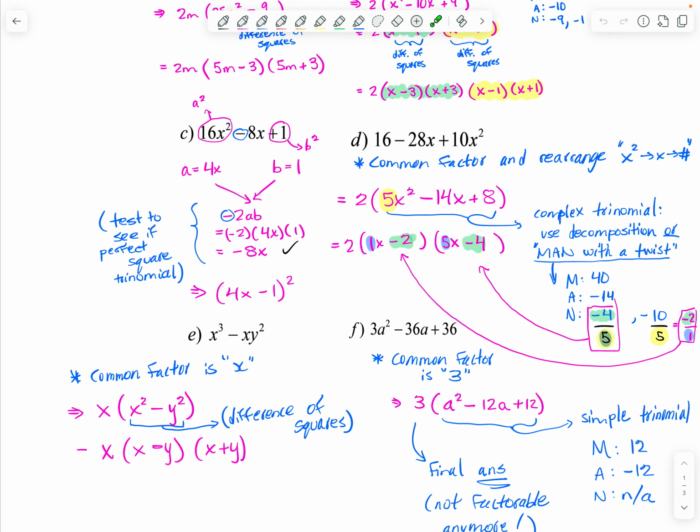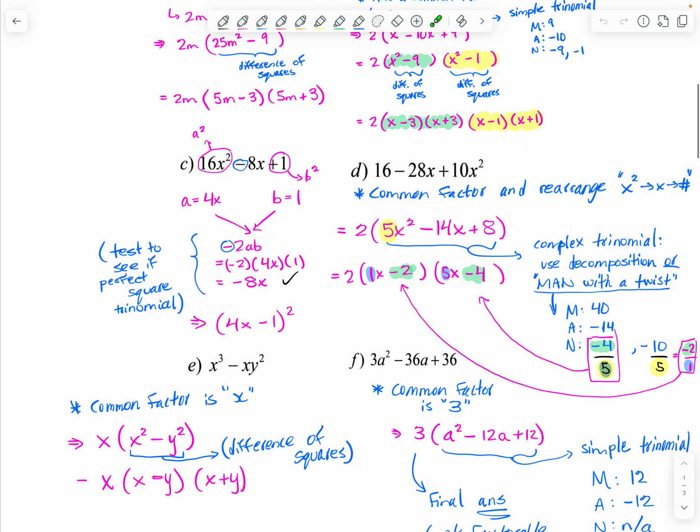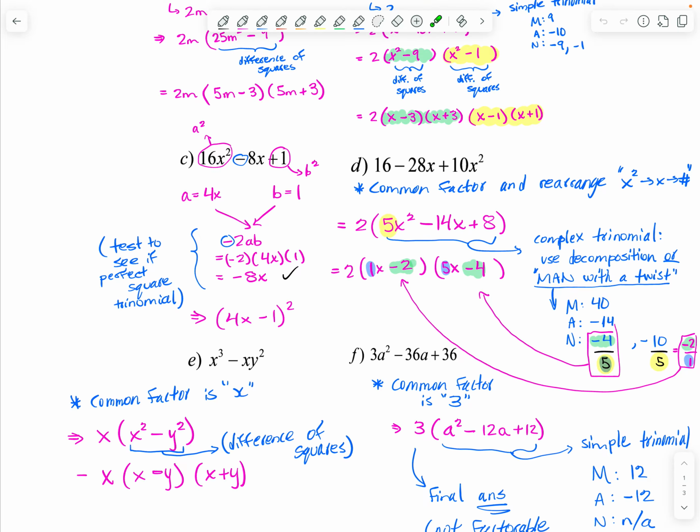Here I have a trinomial. I'm going to test and see if this is a perfect square, because I could do complex trinomial factoring, like using the man with a twist. That would probably work. Let me actually try that over here. So just like, let's say you thought that this was a man with a twist or decomposition. My two numbers would multiply to 16, add to -8. My two numbers that would allow that would be, let's see, 4, 8, and 2. No, it wouldn't add to 8.